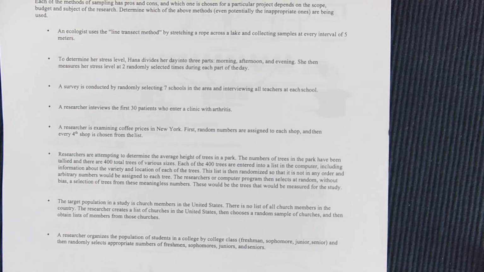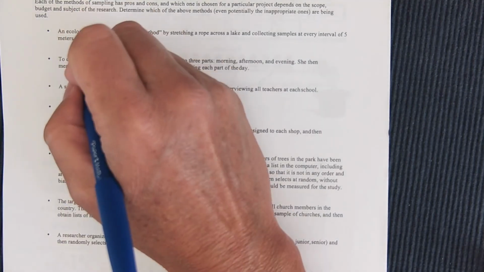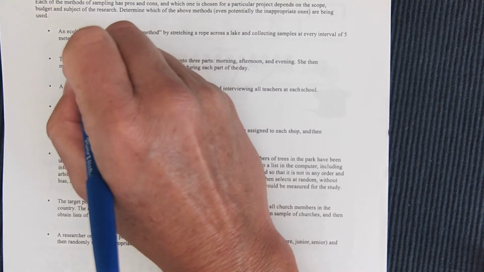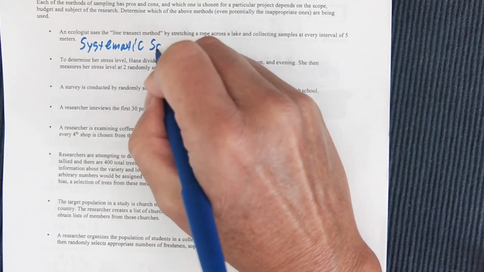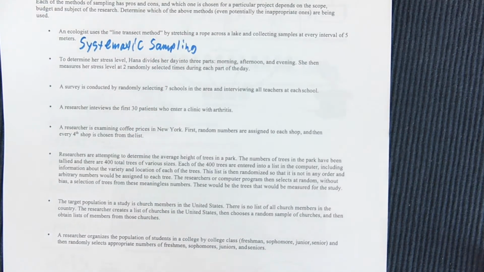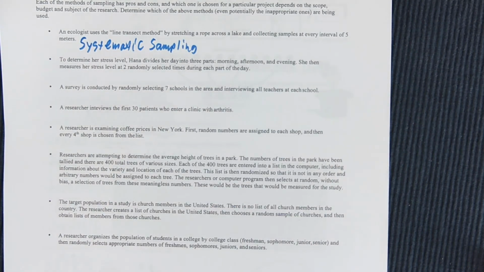An ecologist uses the line transect method by stretching a rope across a lake and collecting samples at every interval of 5 meters. Well, if you flip back in your notes and read through it, this is systematic sampling. It's systematic because it's every 5 meters. This is like what we talked about before, where I got every 5th student or something to that effect. Systematic sampling.